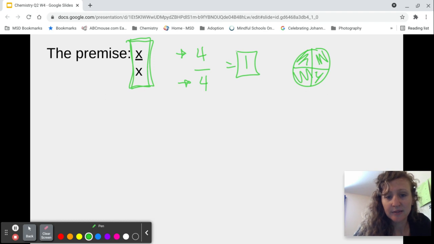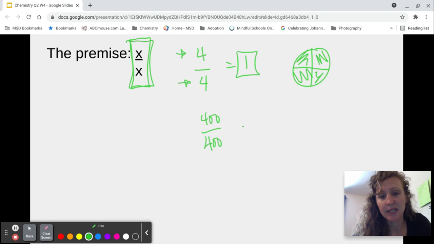What's 400 over 400? Same idea, it's equal to 1. Well, what if you have something that has x amount of pieces and you have x amount of pieces? It's equal to 1, right? So this is the concept that dimensional analysis is built upon.